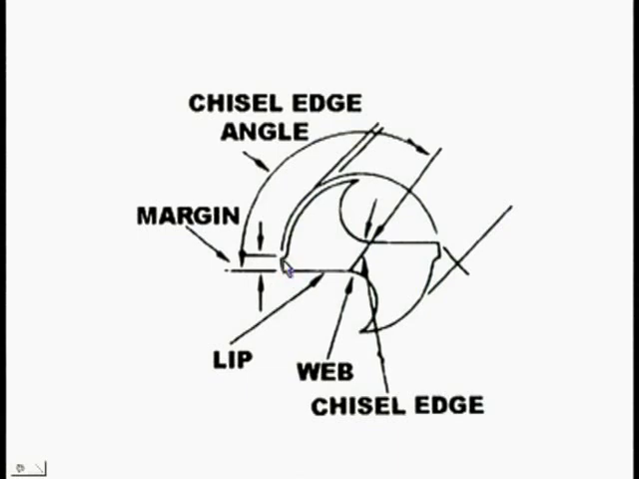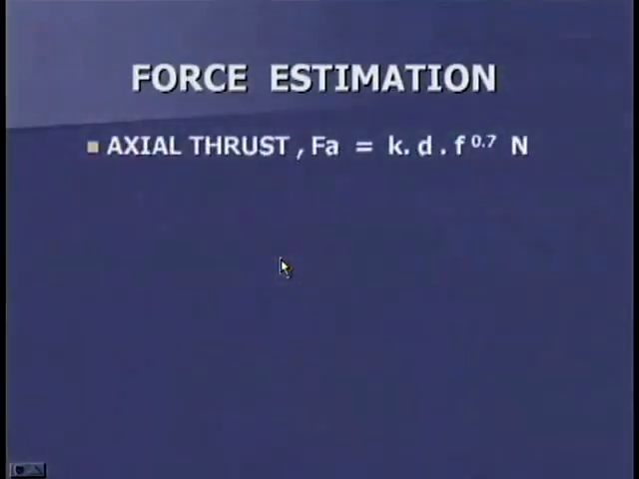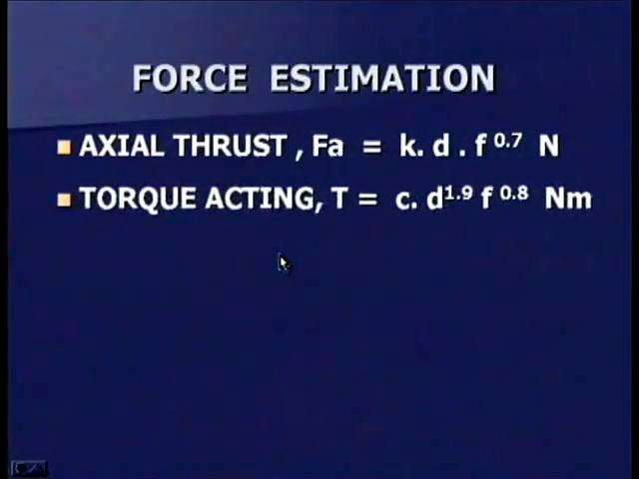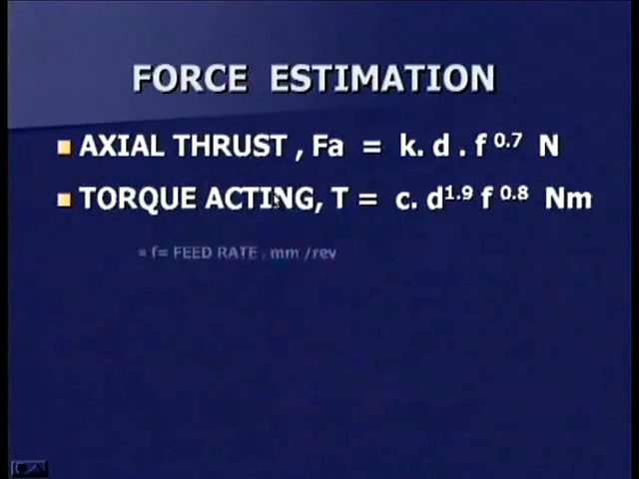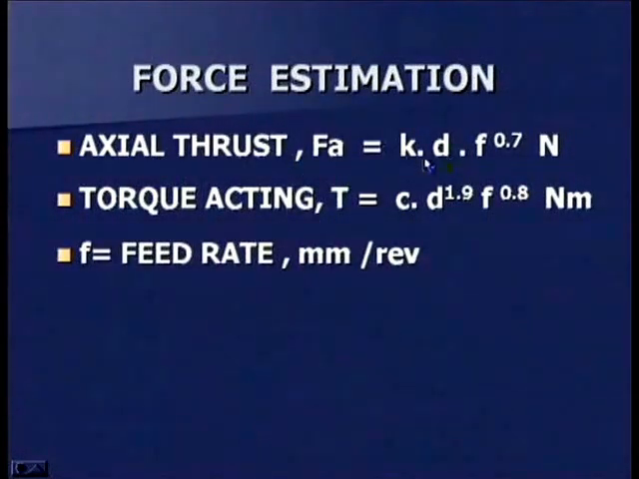That is called the height and breadth of the margin. Now force estimation and other things are obtained with the help of equations called empirical relations. So first of all, axial thrust is to be calculated. Fa is given by Kd F to the power of 0.7 newtons, and the torque, that is T, is obtained by C D^1.9 F to the power of 0.8 newton meters.